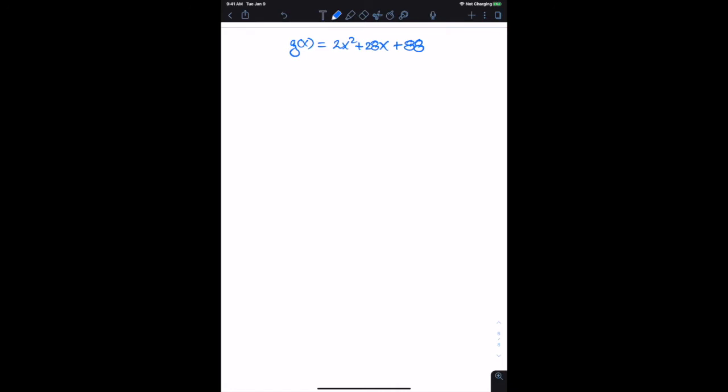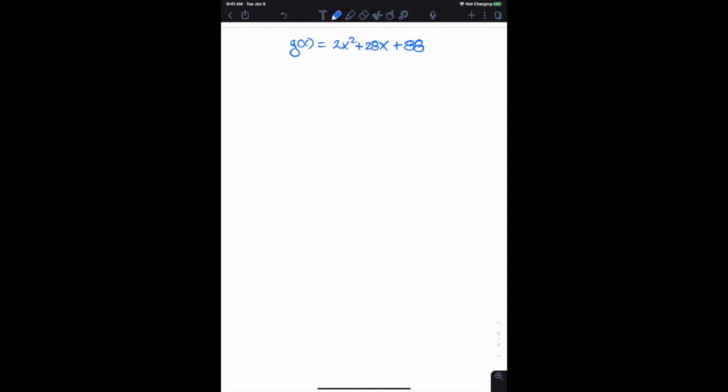Here's one I want you to try. Let's complete the square where a is not equal to 1. Okay, I'm going to do my answer now in 3, 2, 1.